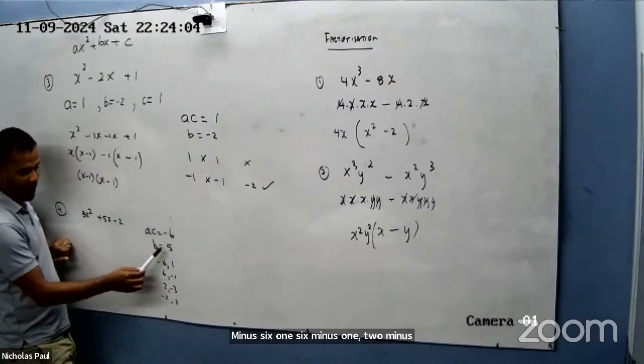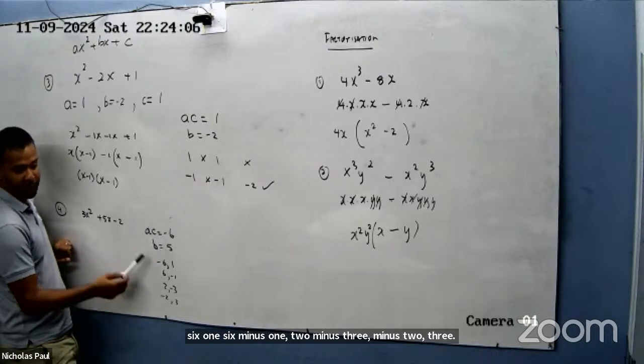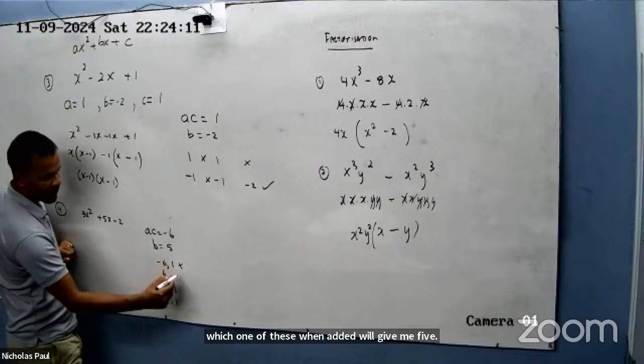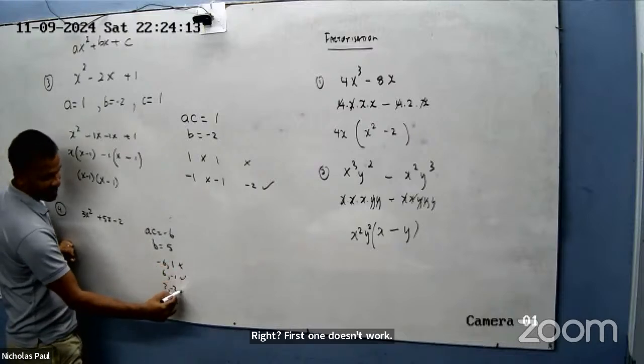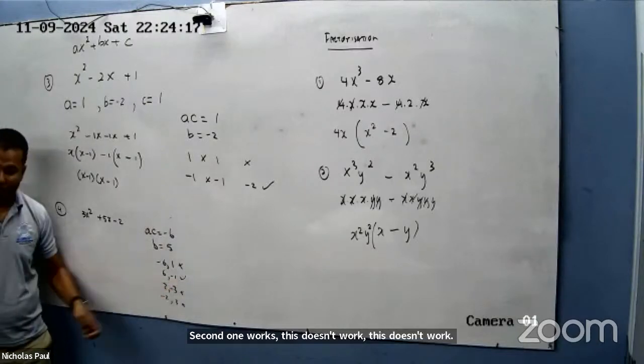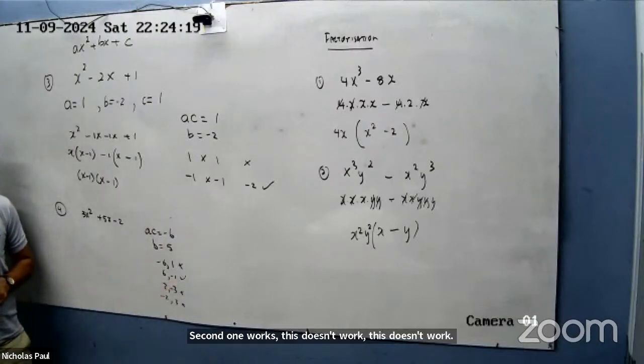Now I'm going to do the hard part. Which one of these, when added, will give me 5? First one doesn't work. Second one works. This doesn't work. This doesn't work. So 6 and -1 will work. Are you okay with that?